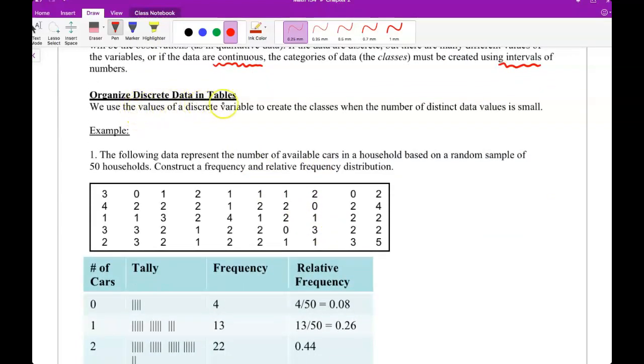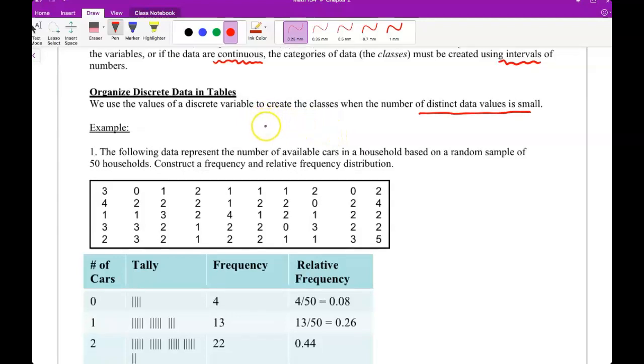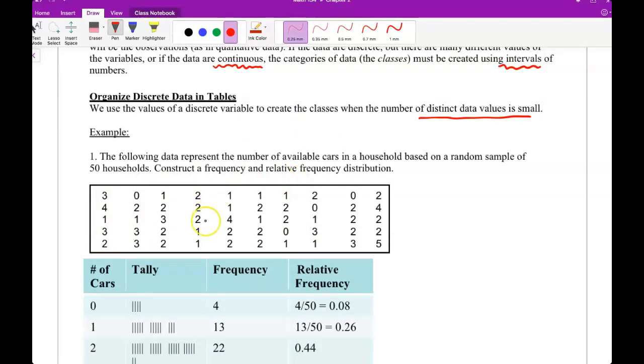Okay, organize discrete data in tables. We use the values of the discrete variable to create the classes when the number of discrete data values is small. So when the number of data values is small, we're going to use this approach. This part is an example for discrete data. The following data represent the number of cars in the household based on a random sample of 50 households. Construct a frequency and relative frequency distribution.